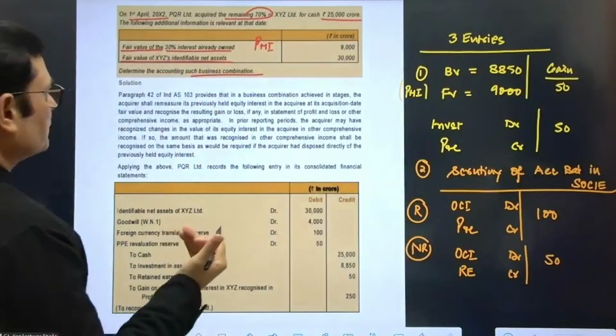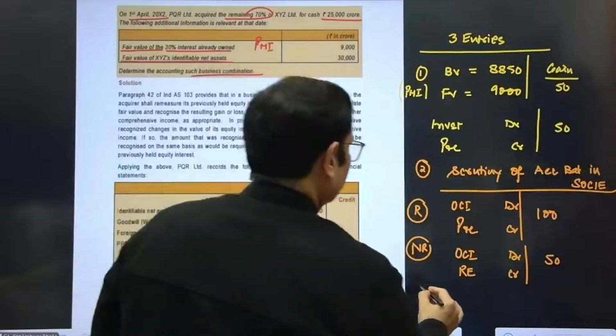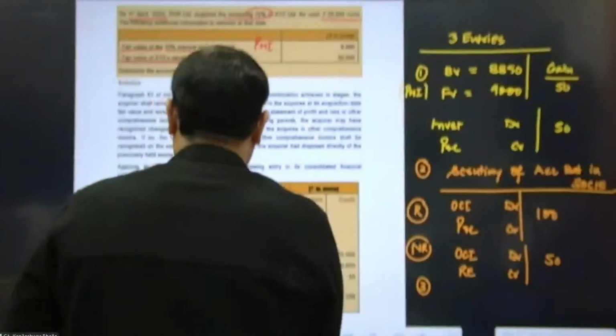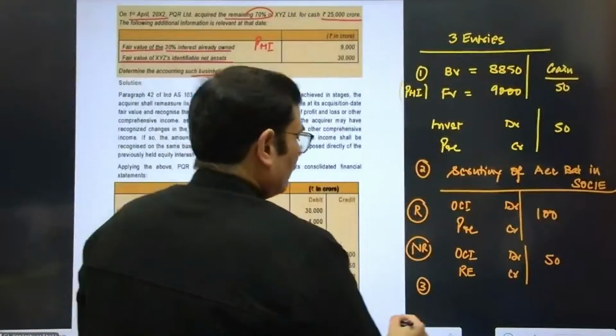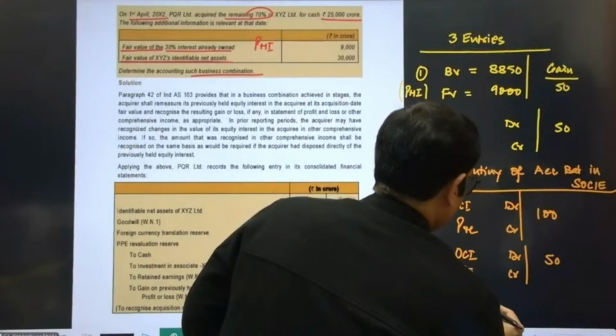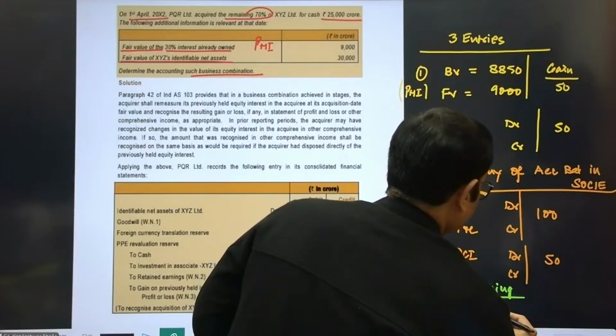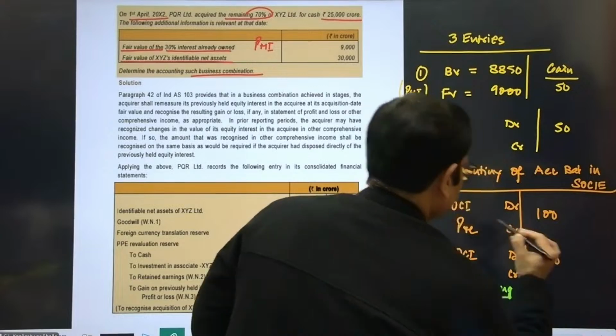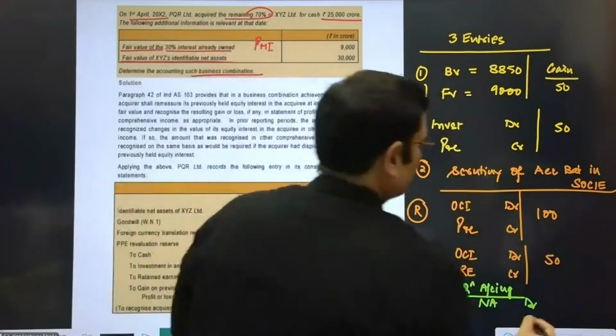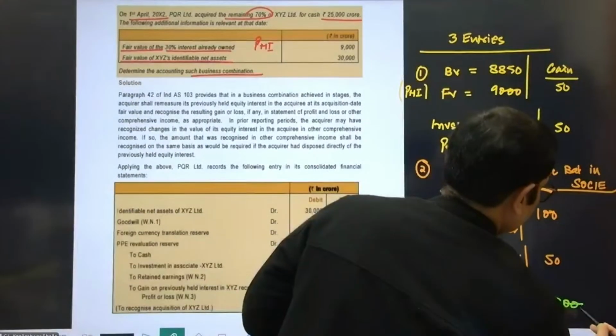So let's give you the acquisition accounting as well. The third is we're going to see the acquisition accounting. So let's see what the acquisition accounting is in this case. The acquisition accounting is simple. The net assets get a debit. The net assets are to the extent of 30,000.